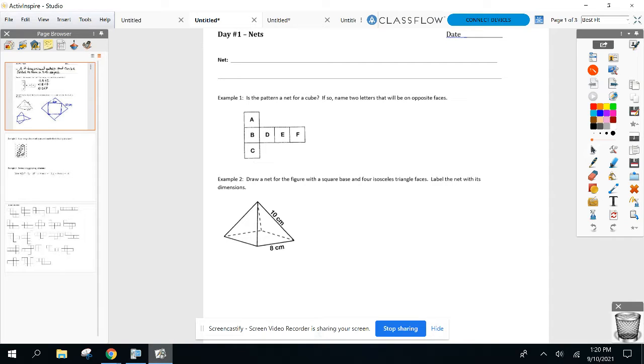Okay, let's talk. What's the deal with this first unit? All right, you guys see it's called Geometry Vocab.